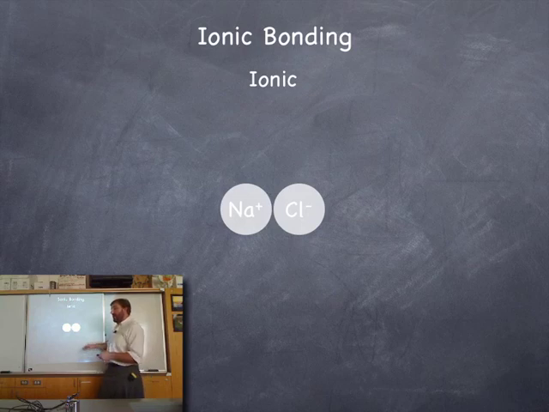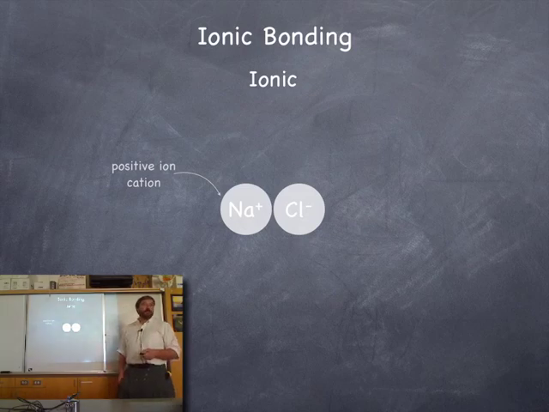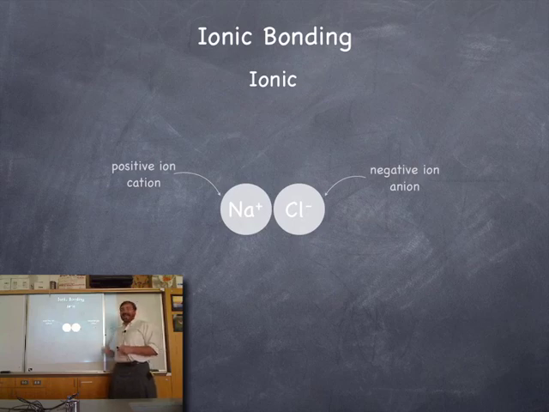So, here I have a positive ion. We call that a cation. Okay, positive ions are called cations. Negative ions are called anions. Okay, positive ions are cations, negative ions are anions.